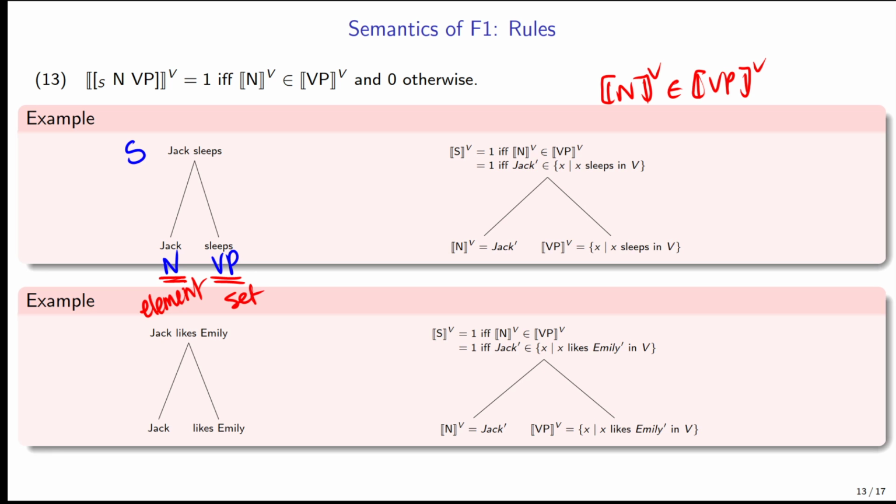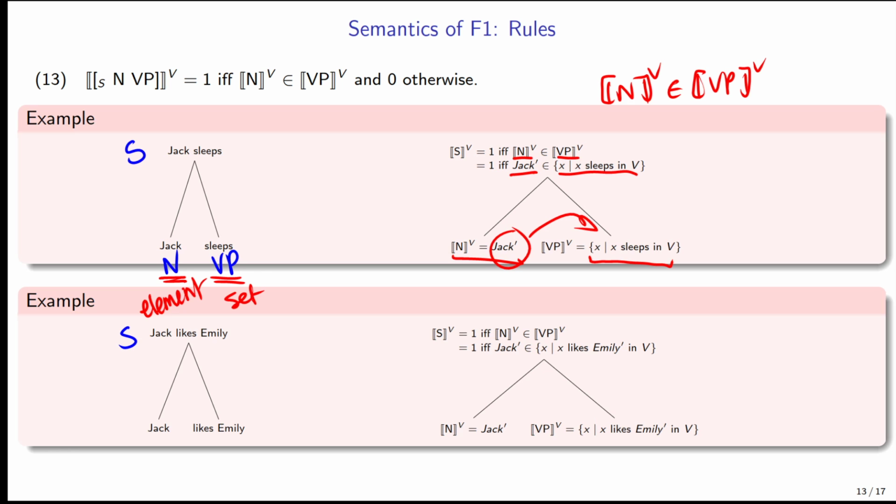So in other words, if our subject is Jack prime and our verb phrase is the set of x such that x sleeps in V, then the sentence will be true if Jack is in that set, which is exactly what our rule says above. It's true if the subject noun is in the verb phrase. So if Jack prime is in the set of x such that x sleeps in V. Now, whether we have an intransitive verb or a transitive verb or even a ditransitive verb, it doesn't change how the rule works. So here's the other example.